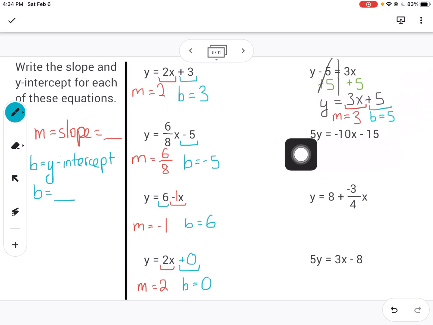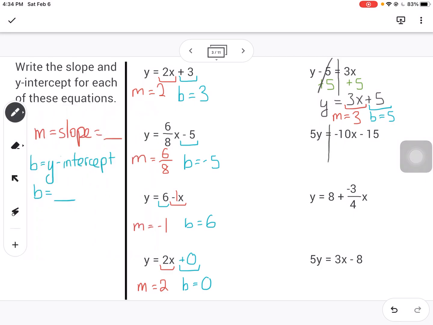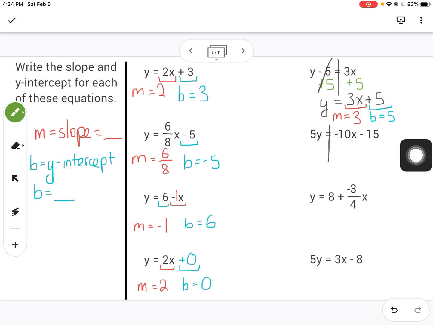Same thing for this problem. We have to solve for y before we can find the slope. So I'm going to draw a line. In this case, we have 5 times y. When you have a number right in front of a letter, it's multiplying that letter. So this is telling us we have 5 y's, or 5 times y.